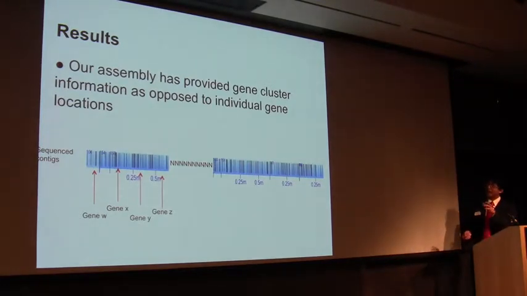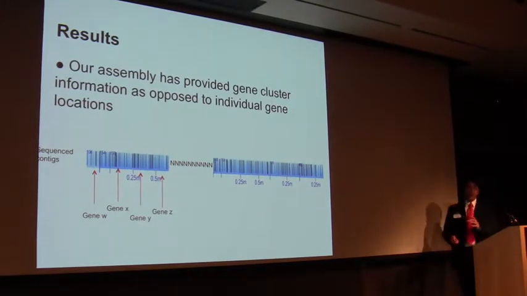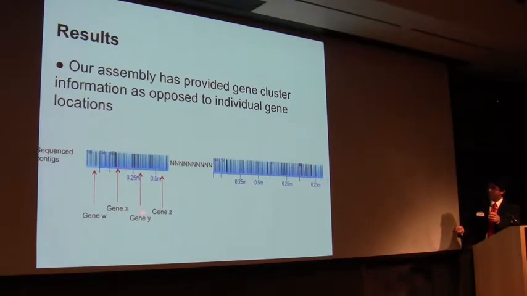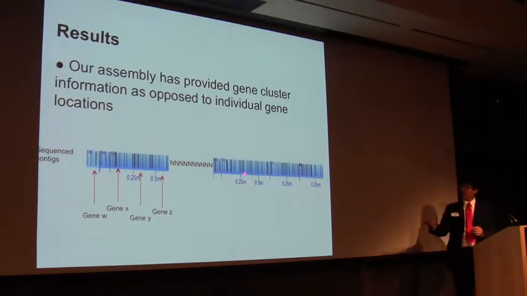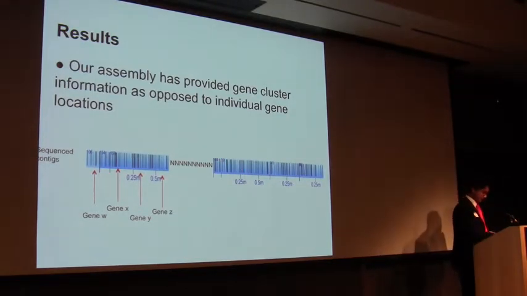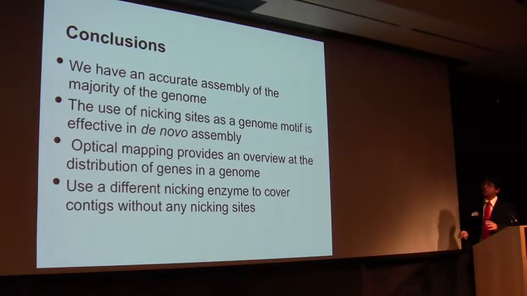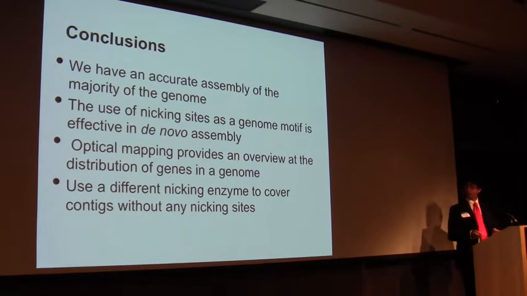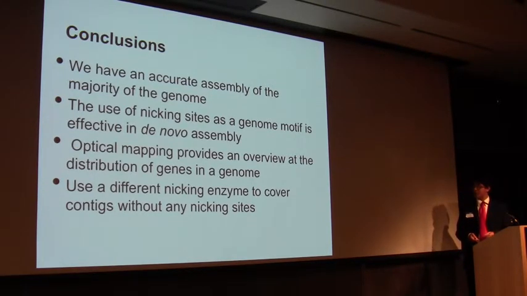So our results: we have an assembly that's providing gene cluster information as opposed to the individual gene locations, which can already be shown through microarray. So you can see that gene W goes here, gene X here, and then you have gaps represented by N's. So in conclusion, we have an accurate assembly of the majority of the genome, and we have further proof that the use of nicking sites as a genome motif is very effective in de novo assembly. And optical mapping can provide an overview of the distribution of genes in a genome.